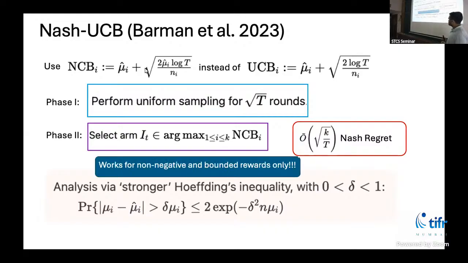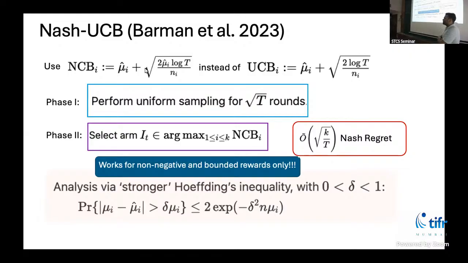But there is a problem here: this inequality only works for non-negative and bounded random variables. I'm not talking about expected values anymore. Non-negative and bounded rewards, for the multiplicative Chernoff bounds. You know this works for Bernoulli random variables, right?